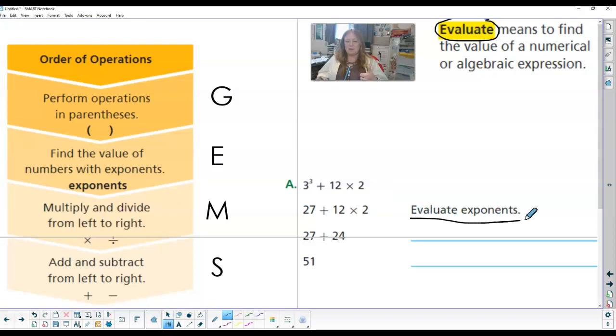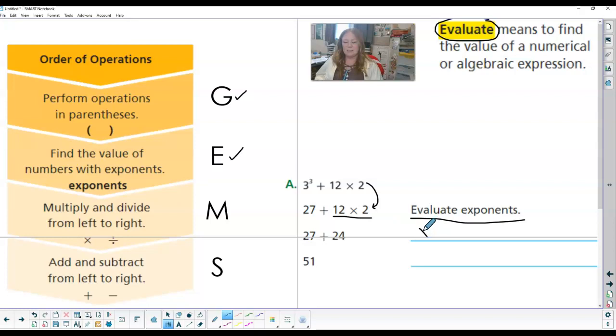So they said they evaluated the exponents. That's what they did to get from here to here, is they evaluated exponents first. So now I have 27 plus 12 times 2. So we don't have any groups. We've done all the groups. There's no more exponents. So now we're looking for multiplicative operations, multiplying or dividing. So no, yes. So this is our next step we need to do.